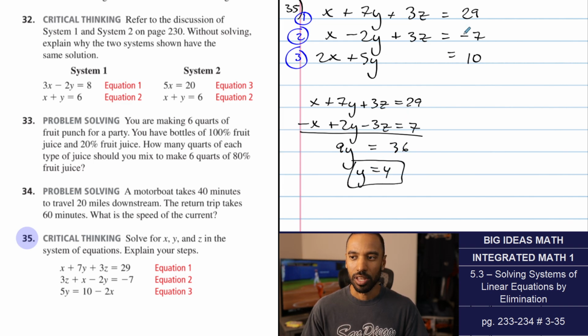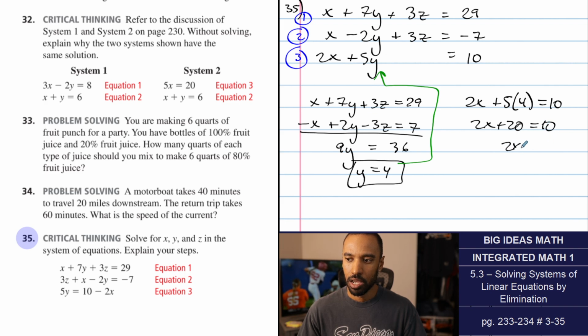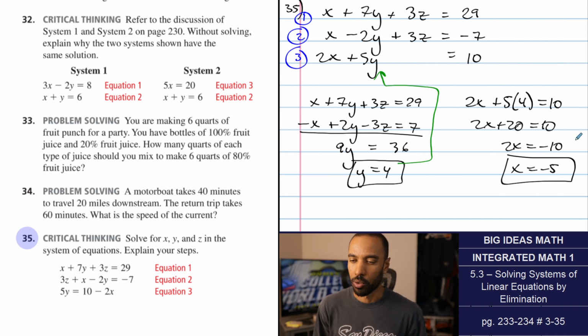Now take a look. Let's plug in 4 for y into that bottom equation to solve for x. And I'll get 2x plus 5 times 4 equals 10, or 2x plus 20 equals 10, or 2x equals negative 10, or x equals negative 5. We still have to solve for z, and we have multiple equations to work with up there.